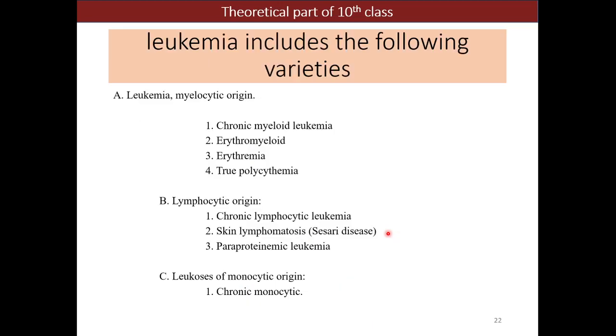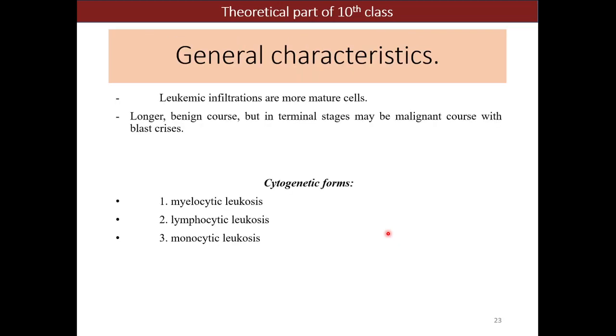Leukemia includes the following variants. Leukemia of myelocytic origin: chronic myeloid leukemia, erythromyeloid leukemia, erythremia or Vaquez's disease, true polycythemia. Lymphocytic origin: chronic lymphocytic leukemia, skin lymphomatosis or Sézary disease, paraproteinemic leukemia, and leukosis of monocytic origin, chronic monocytic leukemia.